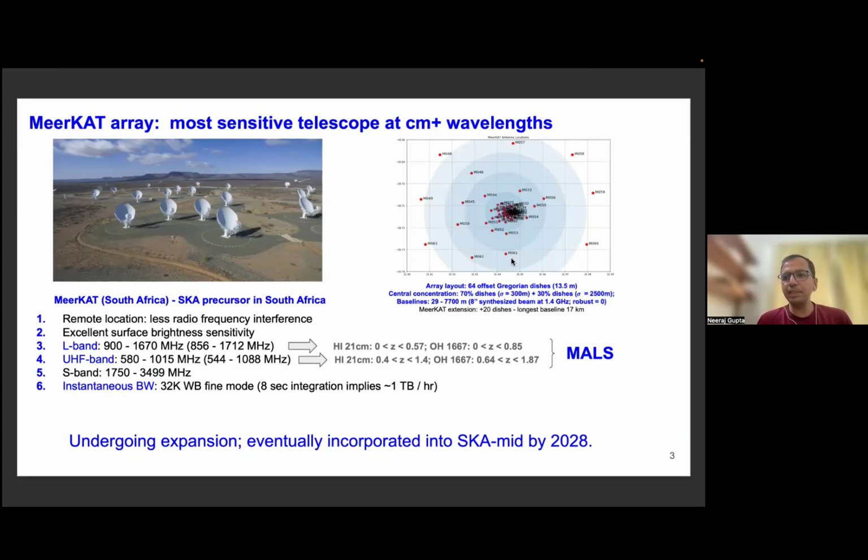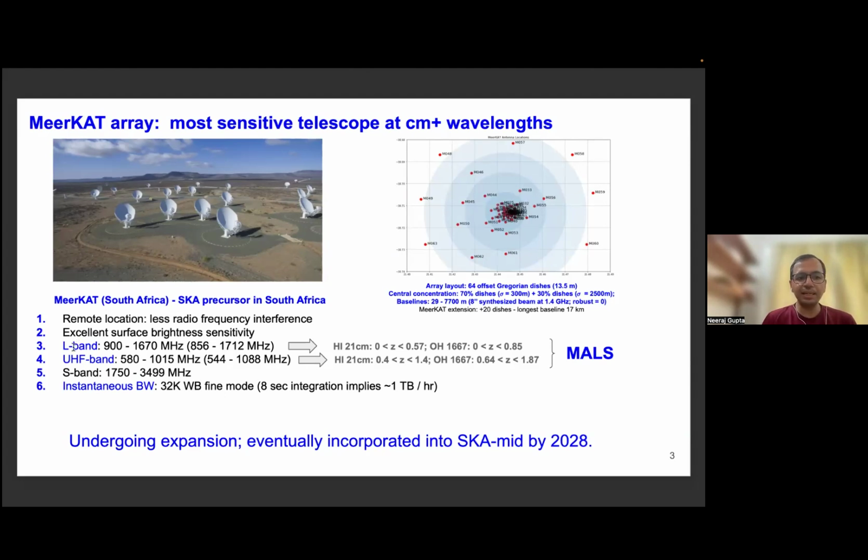As part of the MeerKAT Absorption Line Survey, MALS, what we are trying to do is a blind search of H1 21 centimeter and OH 18 centimeter absorption lines. These two lines are very nice tracers of cold atomic and diffuse molecular gas in the interstellar medium, and that's the basic reason for targeting these.